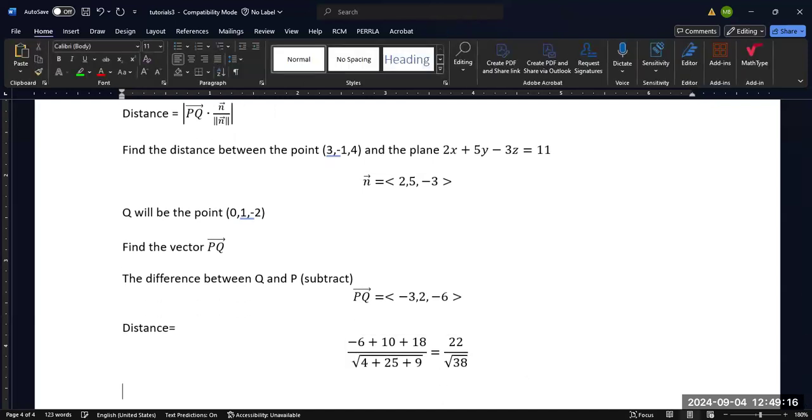Now it's very normal. I don't think I've actually ever seen a problem where you get a nice integer or even a rational number. You almost always have square roots in these problems, and that's just the way that it is.